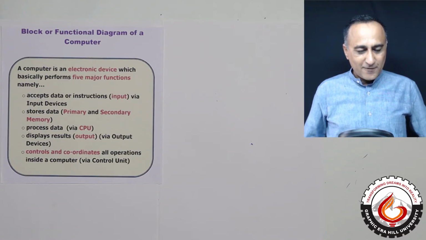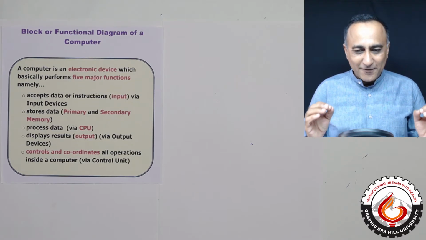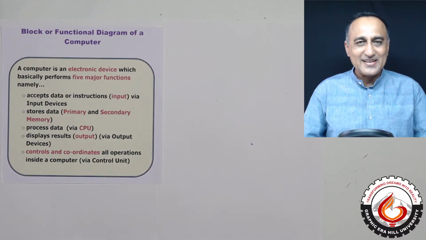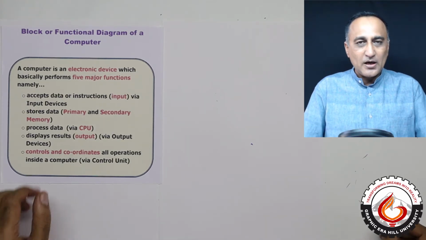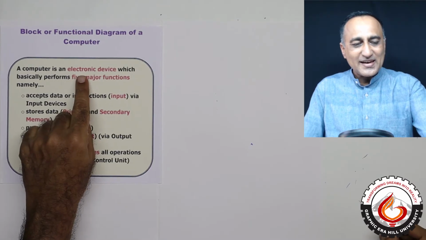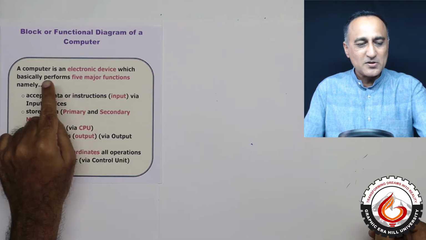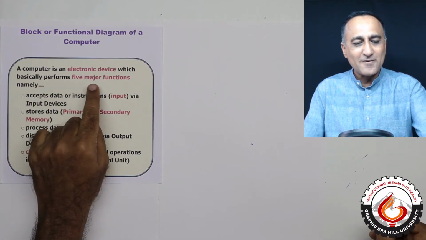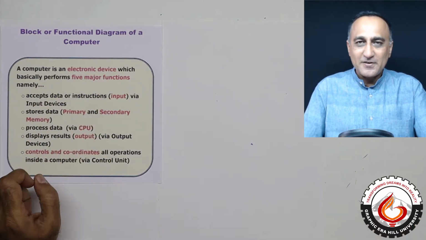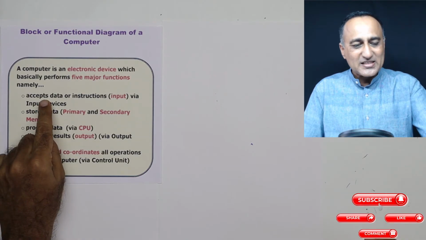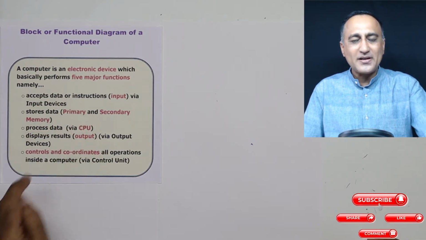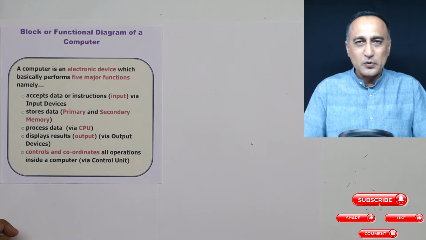Now, first, let me refresh what exactly a computer is. A computer is basically an electronic device which performs 5 jobs. The first job is to accept data and/or instructions as input using input devices like a keyboard, mouse, joystick, sensors, and so on.